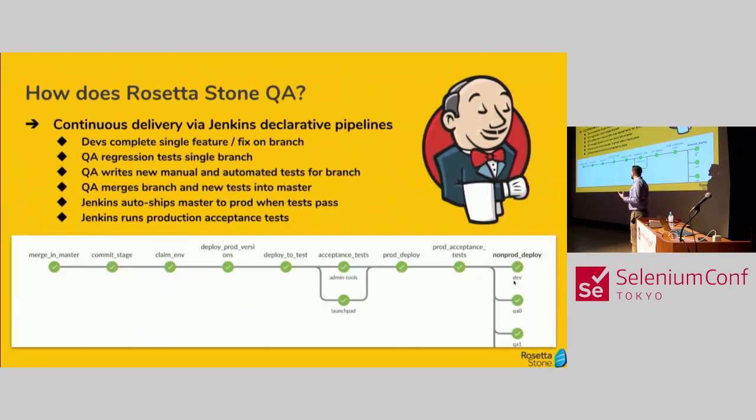So, how do we at Rosetta Stone assure quality? We use Jenkins. We follow a fairly common CI/CD pipeline where a dev completes a feature or a bug fix. QA will test that specific branch. We will write any manual or automated test cases for that specific branch. And then we will merge that and any new tests into master, and Jenkins will run through the pipeline. You can see one of our pipelines here where we merge into master, commit stages are building. We deploy to a test environment, we run acceptance tests, we deploy to prod, we run a subset of those tests on production, and then we deploy to all of our non-prod environments.